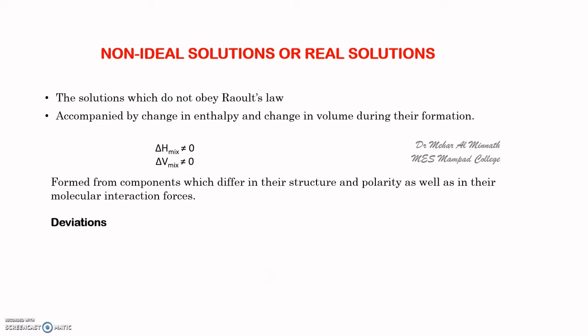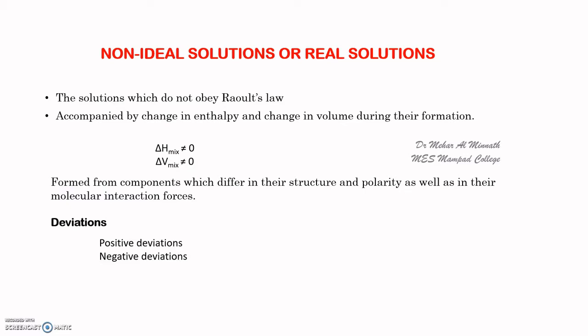And so we say that solutions deviate from the ideal condition, and we call it positive deviation and negative deviation. So the solutions either deviate positively or deviate negatively. In the sense, the values of delta H mixing, delta V mixing, and also the total pressure, etc., will change. We'll look into detail about all those.